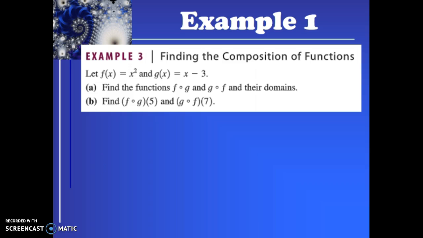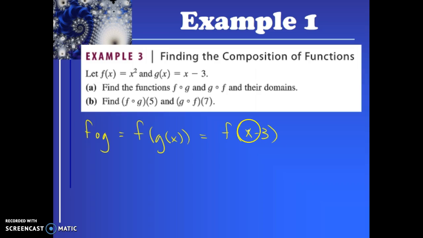So for example, if we've got f of x equals x squared and g of x equals x minus 3, we can actually do f of g, or f open circle g, which is going to take the g function and put it into the f function. Our g function is x minus 3, so that means the same thing as saying f of x minus 3. Doing a straight trade, g of x for x minus 3.